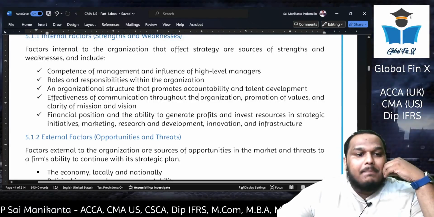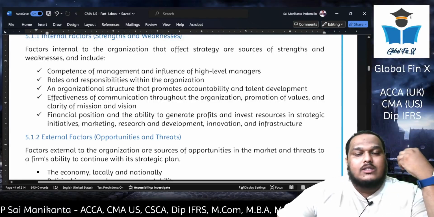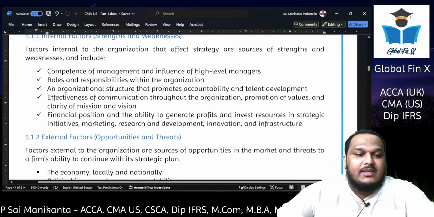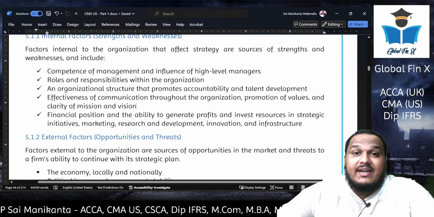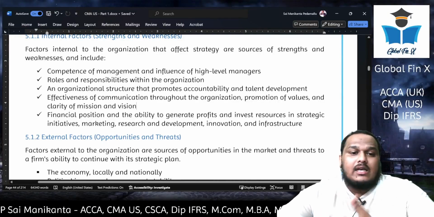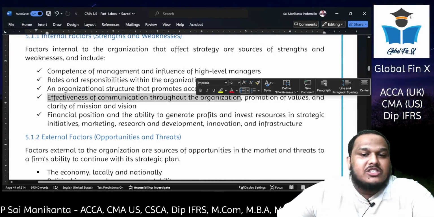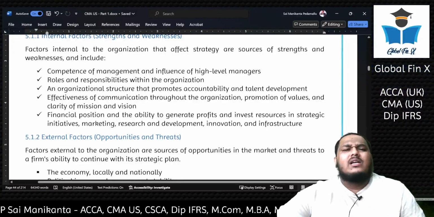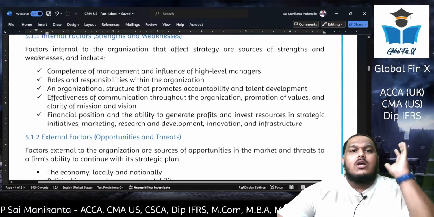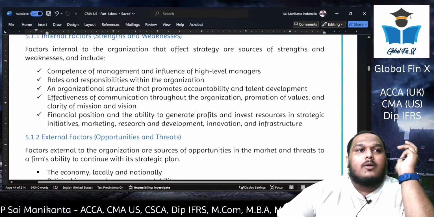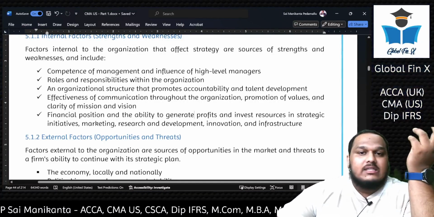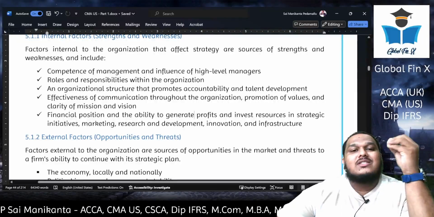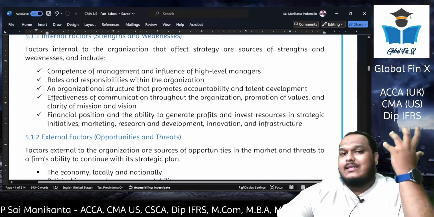If your people are unable to fulfill their roles and responsibilities, that is a failure. That is a weakness. The structure: if your structure is well defined and well implemented, that's a strength. Otherwise, it's a weakness. Communication channel throughout your organization. Many companies have this thing called gossip or office politics, right? So those things are weaknesses for the company. If your communication channel is very good and very clear, that's a strength for you.